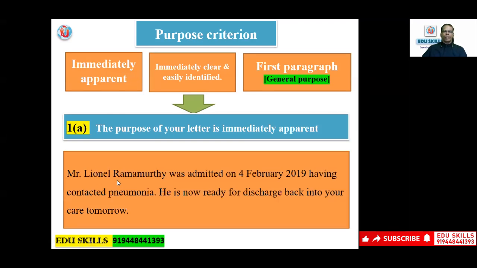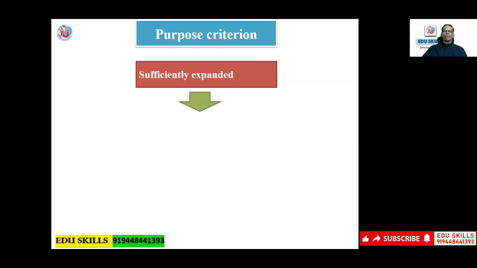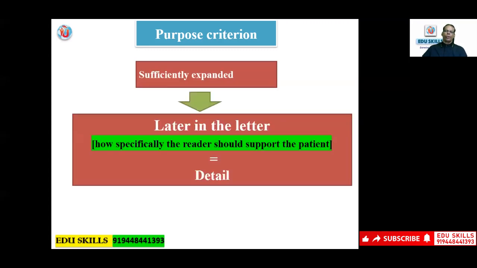For example, Mr. Lionel Ramamurthy was admitted on 4th February 2019 having contracted pneumonia, full stop. He is now ready for discharge back into your care tomorrow. Okay, we will get back to the discussions on these things. Just giving you some idea to discuss.